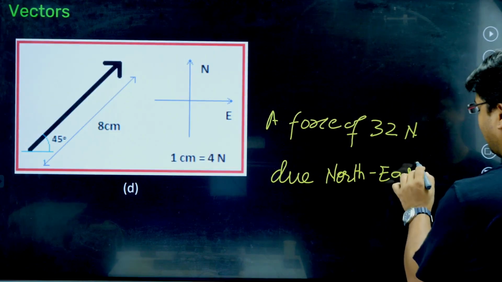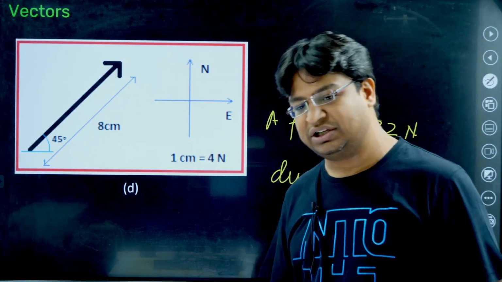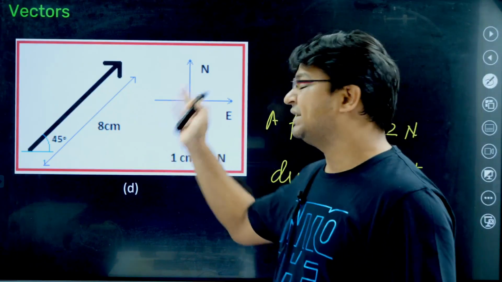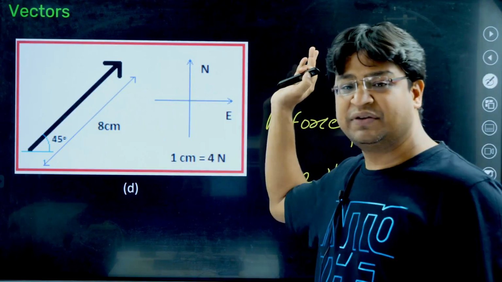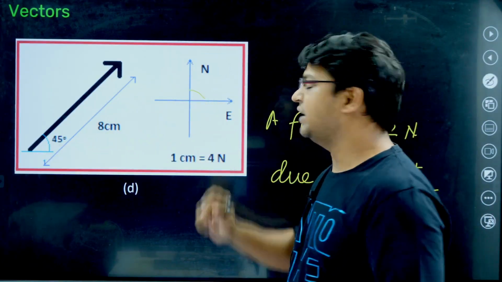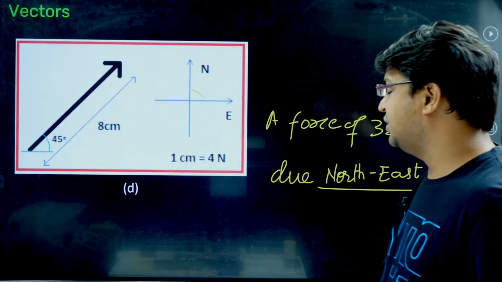Okay, so remember, northeast is a very specific direction, exactly in the middle of north and east. If it is not exactly in between, how do I know it's exactly between north and east? Because of this 45 degree. The entire angle is 90 degree, so 45 degree means exactly midway between north and east.